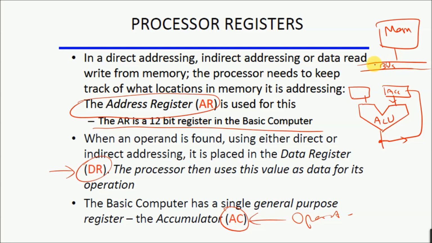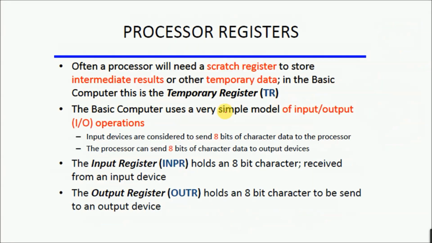So we have to store this data on the bus into some other register so that our second operand is safely secured, and that second operand from the memory is stored into the data register, and that is the processor register. So any operand that is coming from the memory is stored into the data register, while the second operand is already there in the accumulator. And finally, we have a temporary register to hold some temporary data. We can use it for any purpose. And we have some input and output registers.